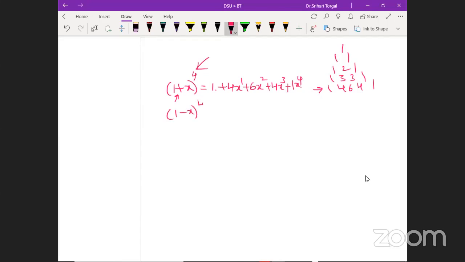If it is (1 minus x) whole power 4, it is very easy to write 1, 4, 6, 4, 1 like this. After that, x square, x cube, x power 4 like this. Then you write alternate plus and minus. Plus, minus, plus, minus, plus. Here like this. Plus, minus, plus, minus, plus. Got it?